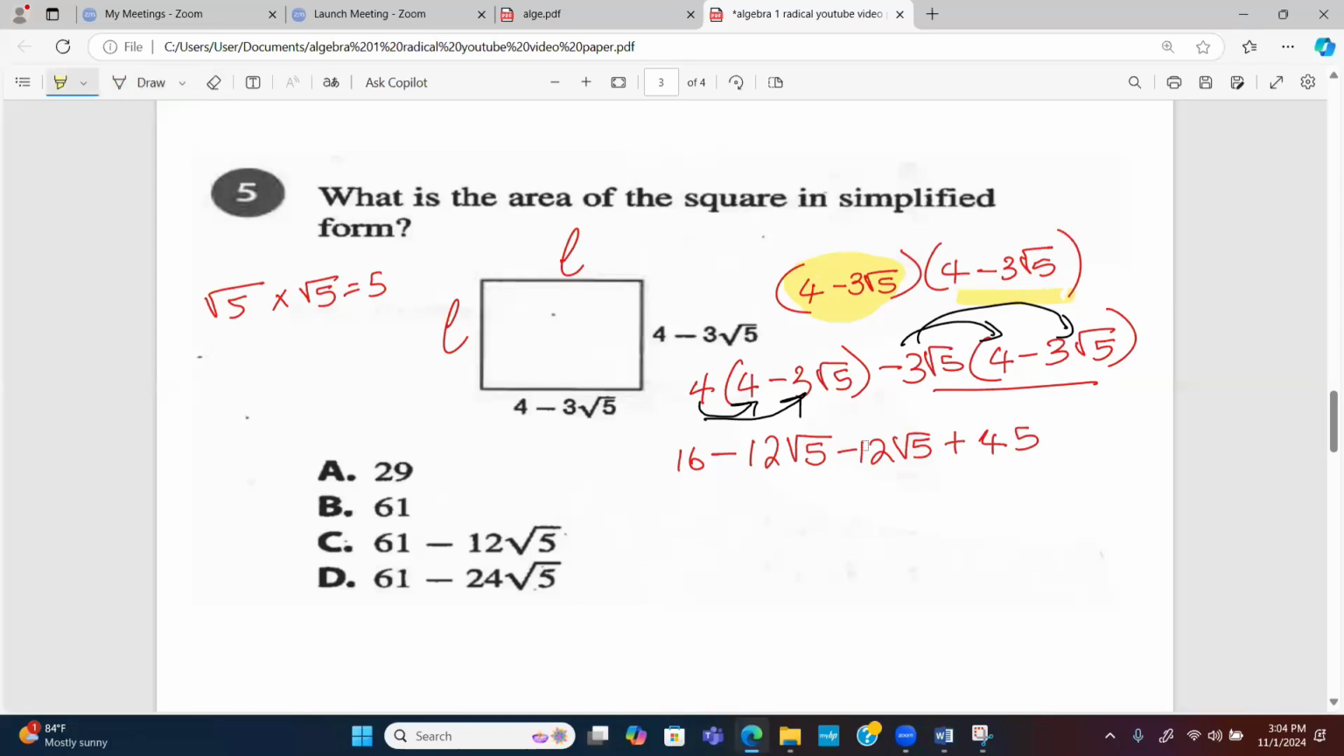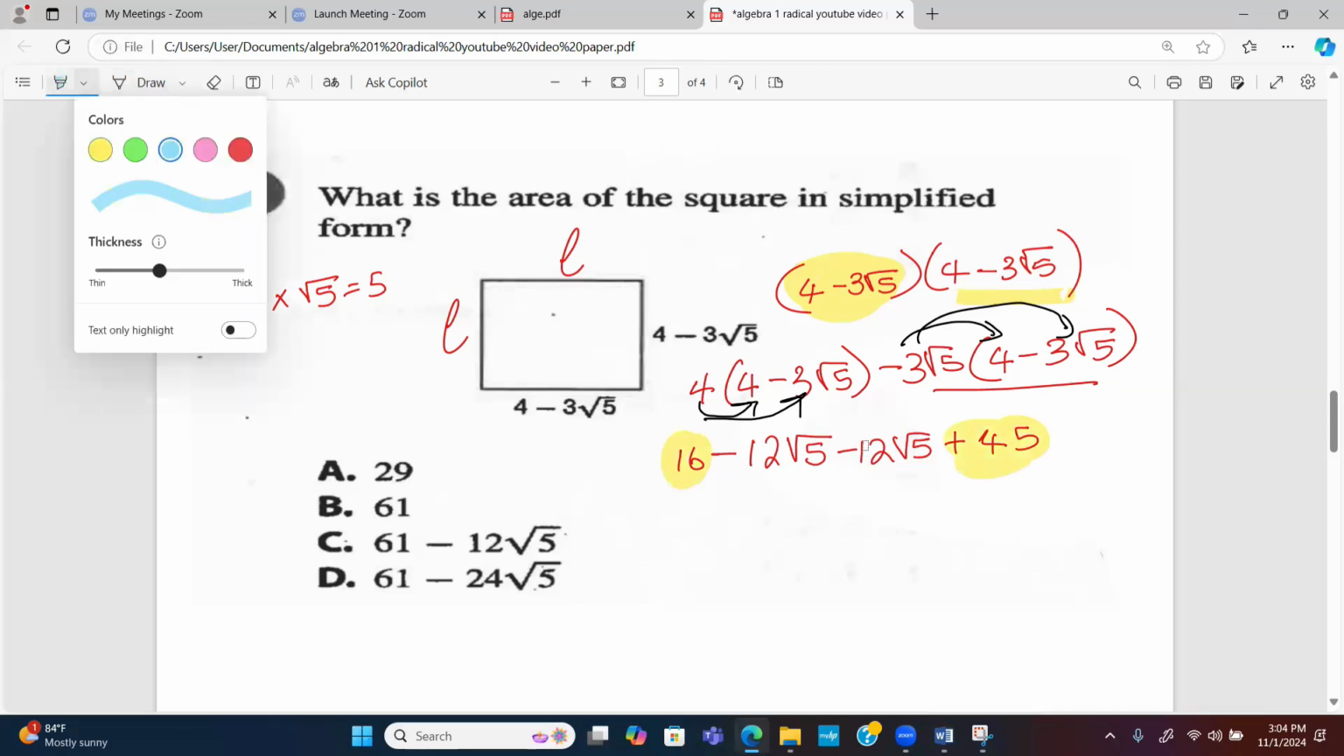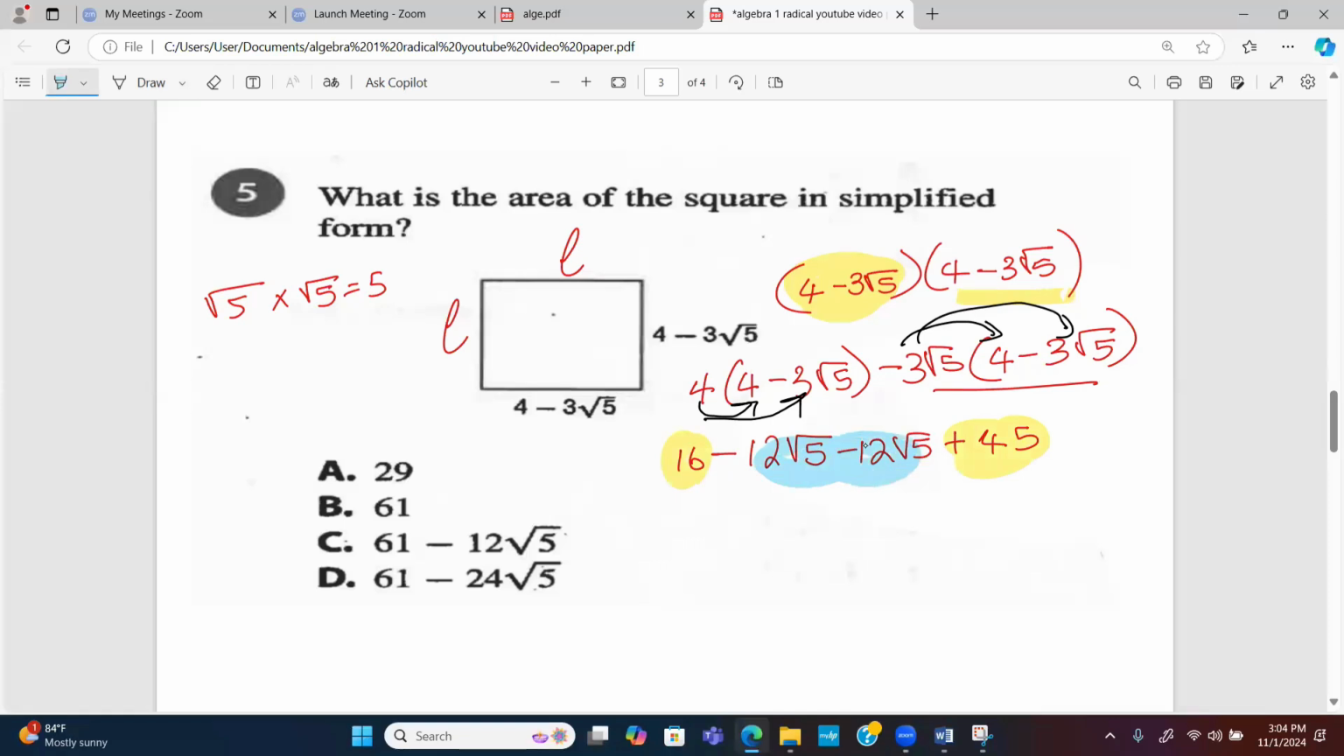Basically, I could quickly group my like terms. So 16 can be grouped with the 45, and I could group these two terms here together. So let us put together that 16 and 45. That's going to give me 61. And then this will be negative 24 square root of 5. I'm looking for that. So my answer is D.